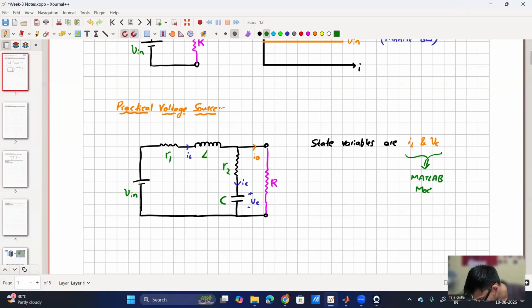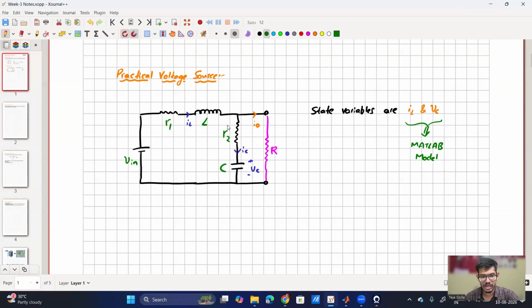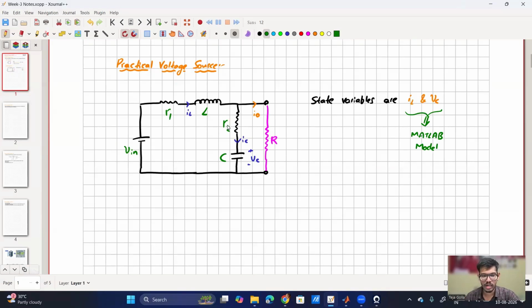So far, is it clear? Whatever we have discussed, the difference between the ideal voltage source as well as the practical voltage source. Yes, sir. And is my audio clear, or are you facing any noise, fan noise or something like that? It's good, sir. No issues.